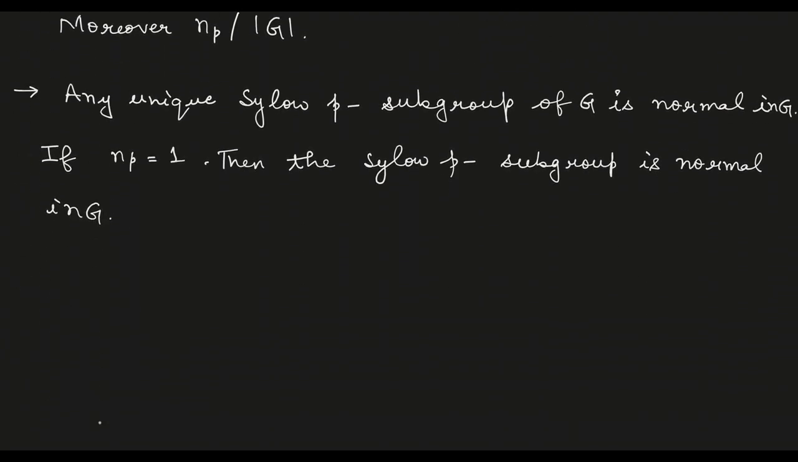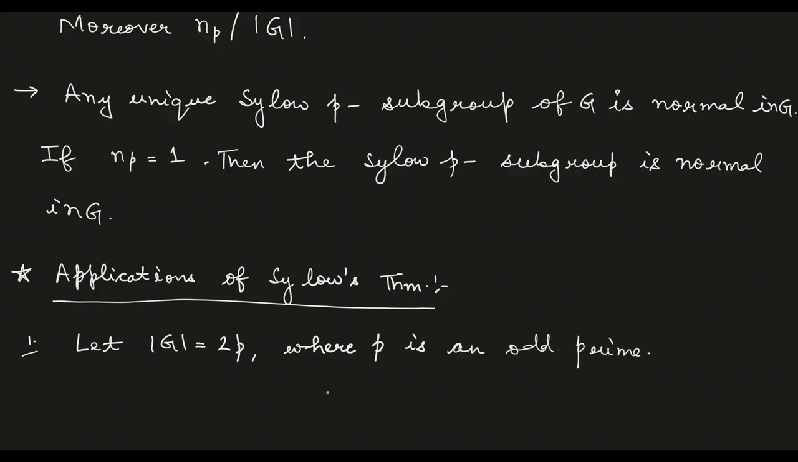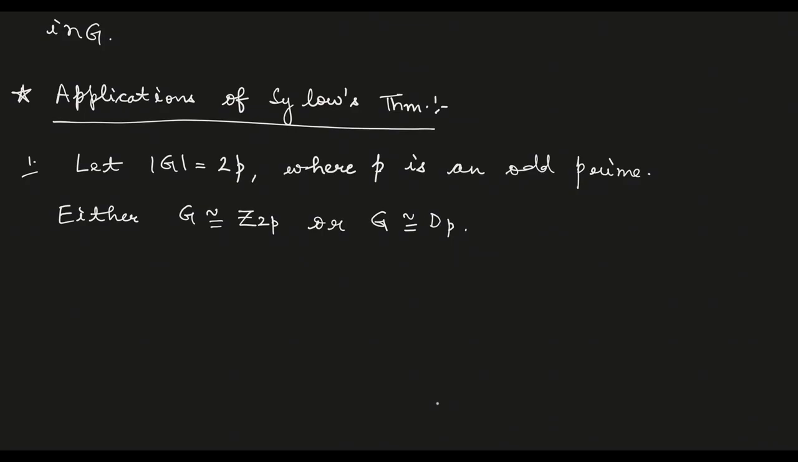Now next are some applications of Sylow's theorem. First, let the order of G be 2P, where P is an odd prime. Either G is isomorphic to Z2P or G is isomorphic to the dihedral group. So whenever we have a group whose order is of type 2P, where P is an odd prime, then either G is isomorphic to Z2P or it is isomorphic to the dihedral group.